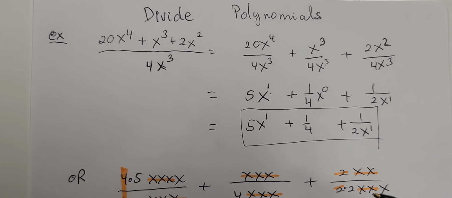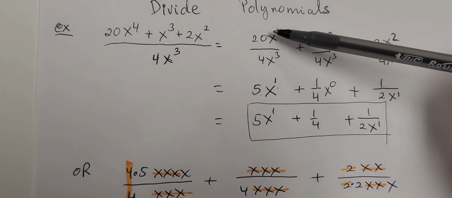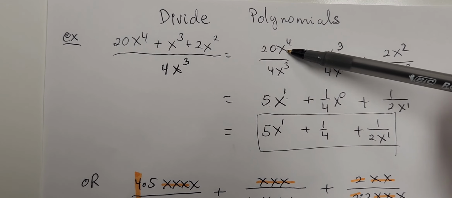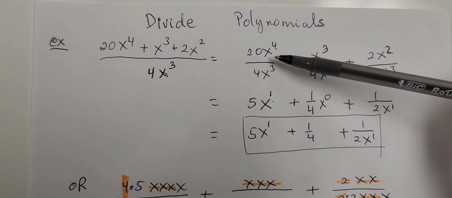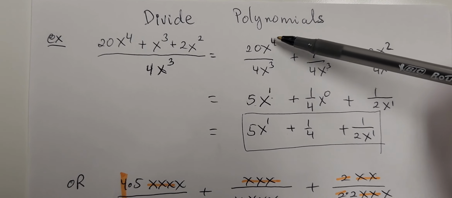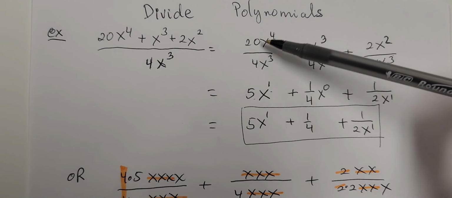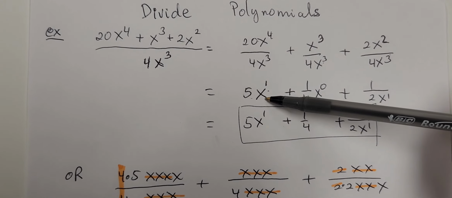Okay, next we just simplify the fractions. So 20 divided by 4 gives me 5. Using the power rule of divide, since we are in division, 4 subtract 3 gives me 1. Now that's for the first term, so it's 5x.